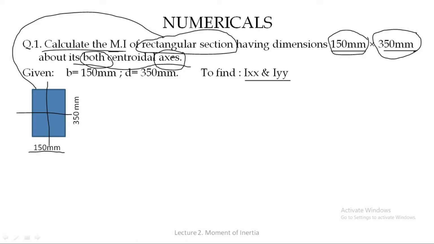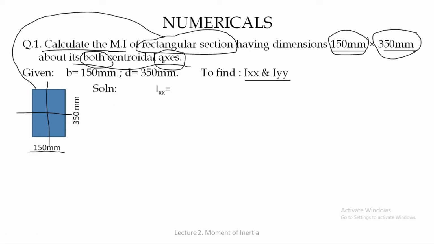Why? AXES is the plural of AXIS. When the word axes comes, it means plural, that is two terms. They want us to find the moment of inertia about two axes. Remember this. Okay? Then moving forward, now how to solve?